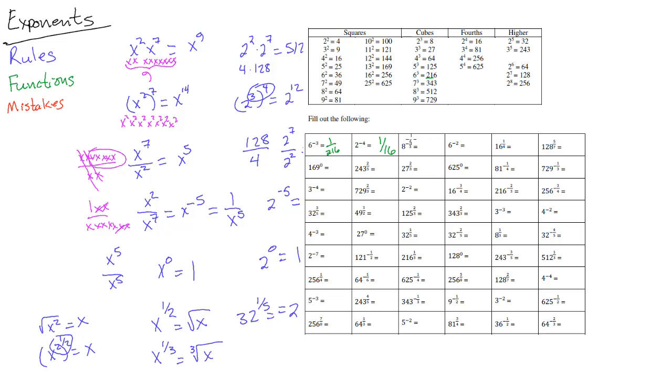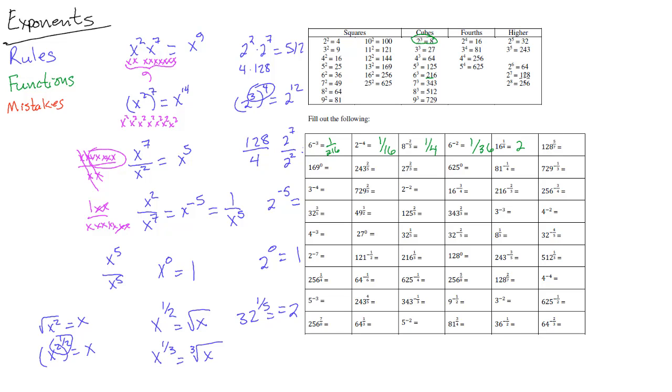Okay, 8 to the negative 2/3 power. So this is 8 to the 1/3 power, which is 2. Squared is 4 on the bottom. 6 to the negative 2 power is 1 over 36. 16 to the 1/4 power. So there's 16, and the 1/4 power would be 2.